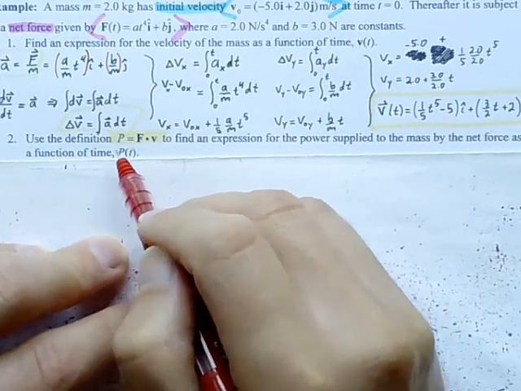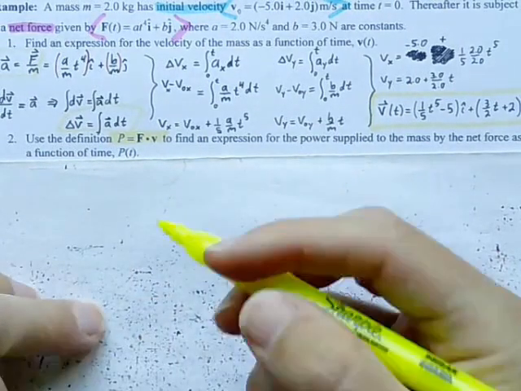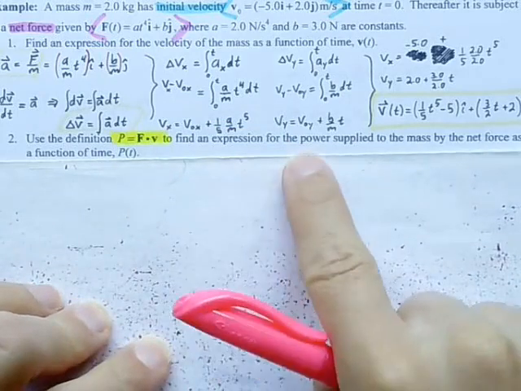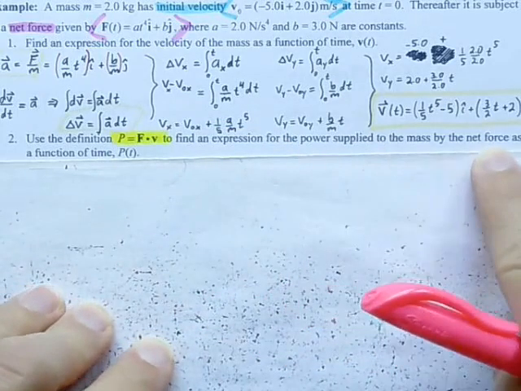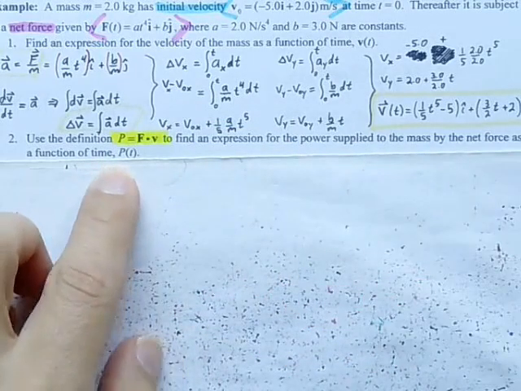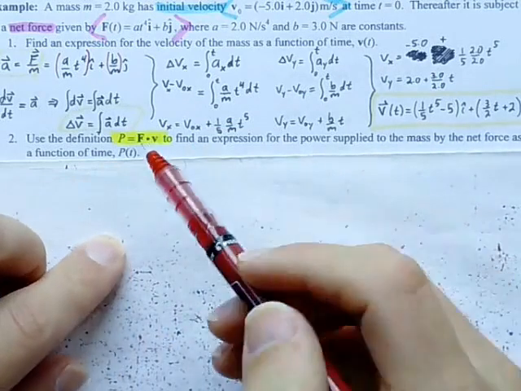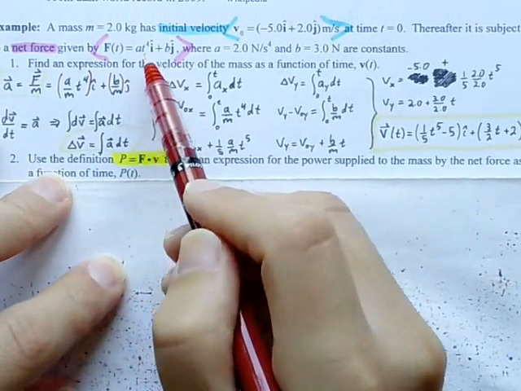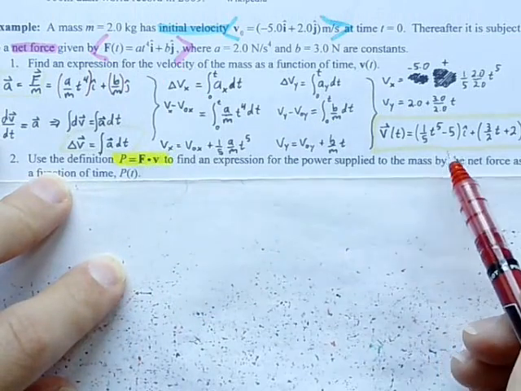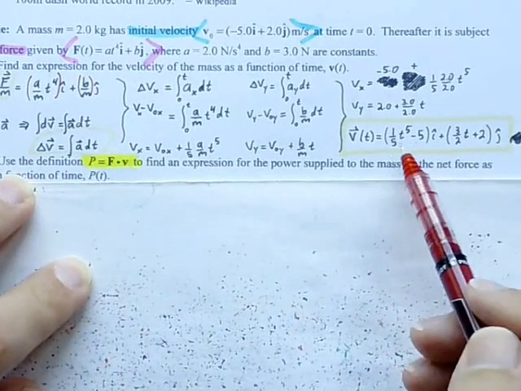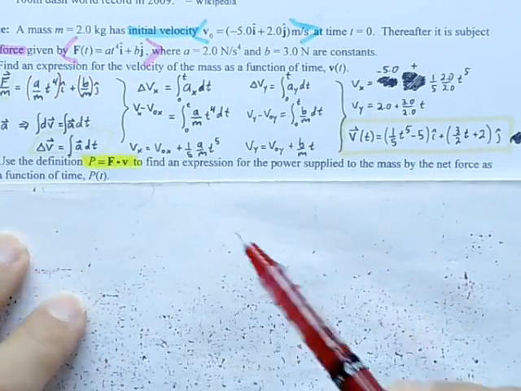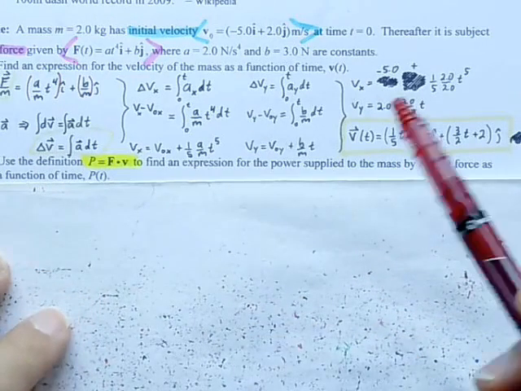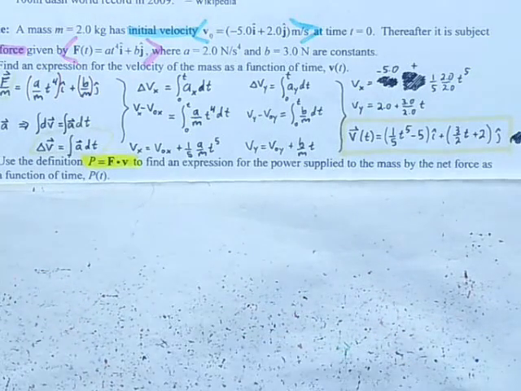So use this definition specifically to find an expression for the power supplied to the mass by the net force as a function of time, P(t). Okay, so you've got your force vector here with its components Fx and Fy, and you've got your velocity vector here with its components Vx and Vy. You should be able to dot those together. Pause the video now and work out that dot product so you get the power as a function of time.